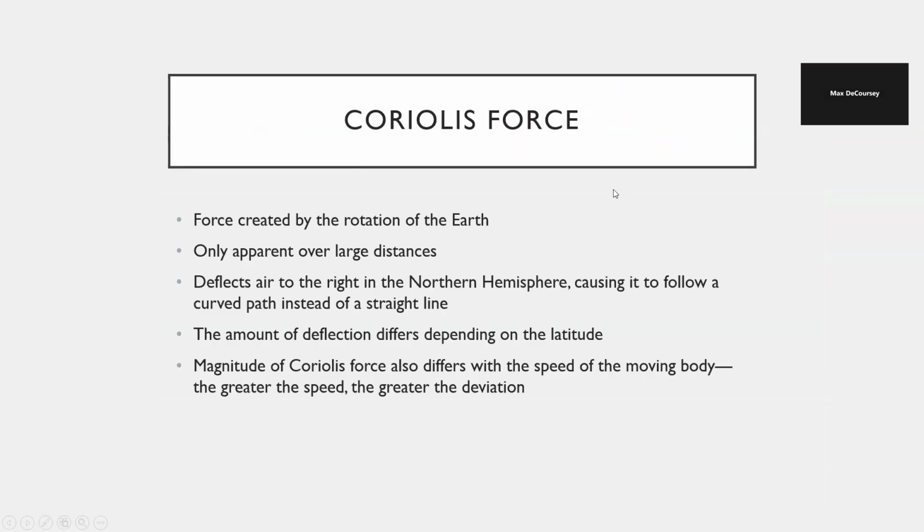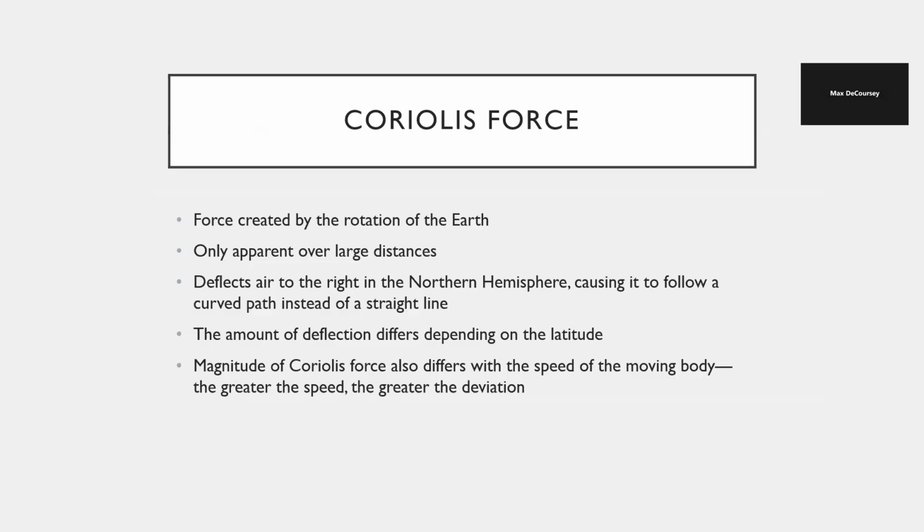Okay, the Coriolis force. The Coriolis force is created by the rotation of the Earth. It's only apparent over large distances. In the northern hemisphere, it deflects air to the right, causing it to follow a curved path instead of a straight line. The amount of deflection differs depending on the latitude, and the magnitude of the Coriolis force differs with the speed of the moving body.